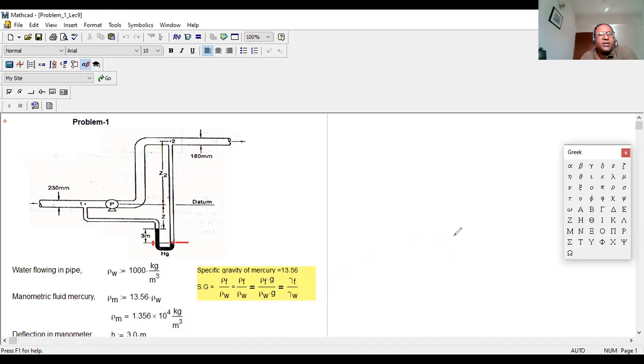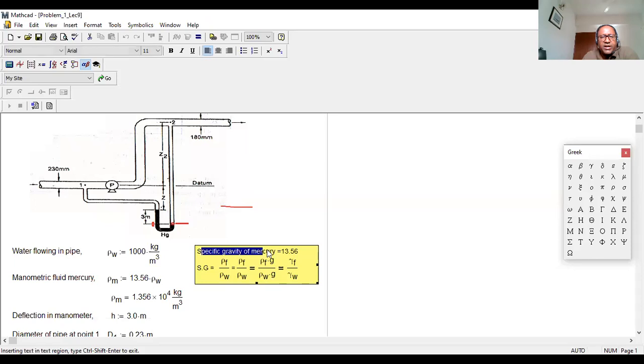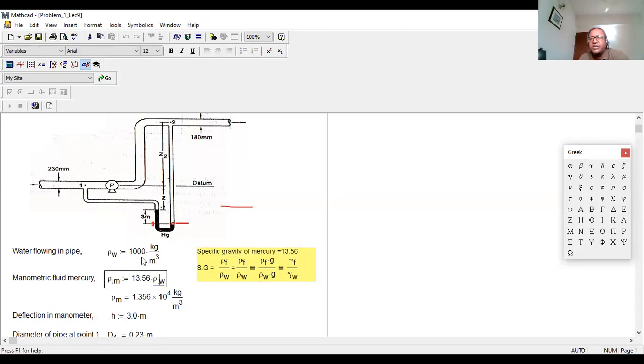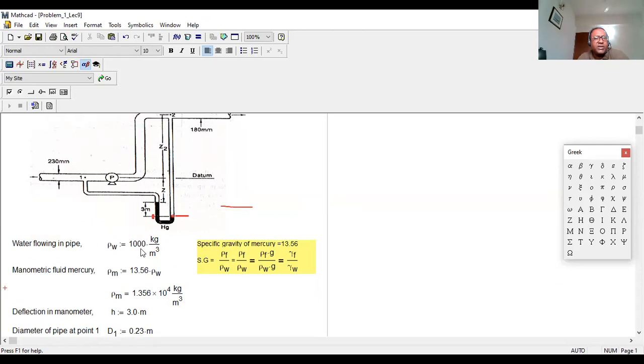So at first, you draw the figure. This is our datum, that means the reference line. Then figure out how much data is given. Density of water, 1000 kg per meter cube. In the manometric fluid, mercury, Hg is mentioned. This manometric fluid has a specific gravity of mercury, 13.56. That means it is 13.56 times heavier than water. So rho m will be 13.56 into rho w, that means the density of water. So rho m equals this mass. Then the deflection in the manometer, 3 meter, is given already.